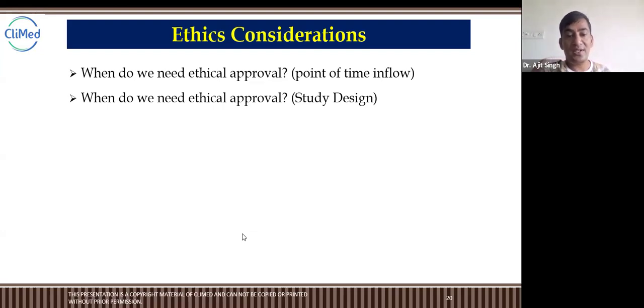Sir, does the case report and case series require informed consent? Absolutely, yes. Case series and case report require consent form, but not ethics approval. Understand? You need to take the consent form from the patient, or patient party, or legal patient guardian, but you don't need the ethics committee approval.